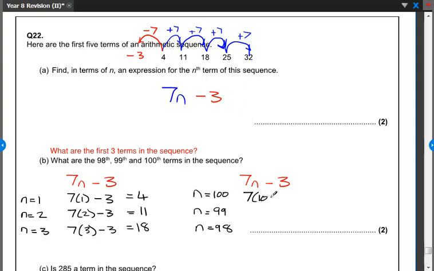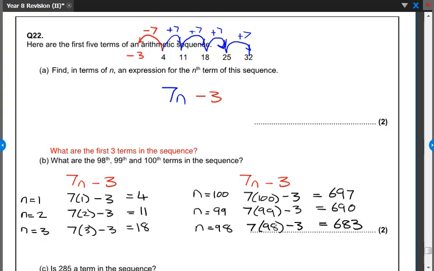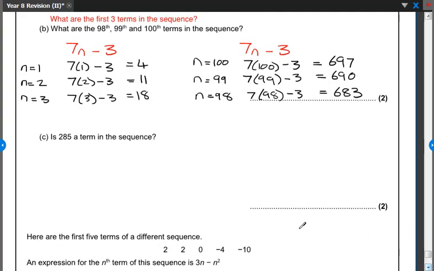7 times 100 minus 3. Well, that's 700 minus 3, which is obviously 697. And obviously these are going to be 7 less, but anyway, I'll do it out nevertheless. So 7 times 99 minus 3, that gives you 690. And 7 times 98 minus 3, that gives you 683. Cool, that's that.